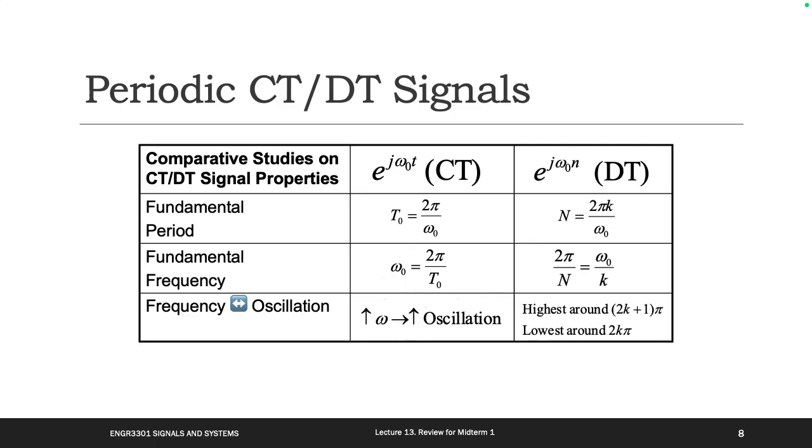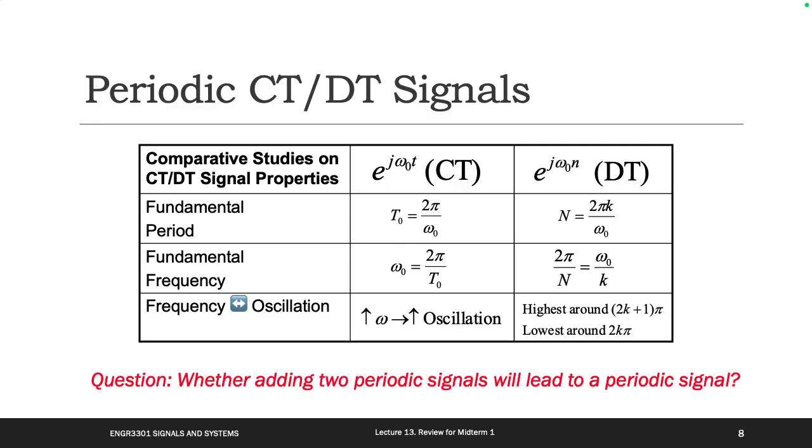Yeah, the highest is around (2k+1) pi, which means the highest is around pi, like 3 pi, 5 pi, 7 pi, am I right? And the lowest should be like 0, 2 pi, 4 pi, am I right? That makes sense to you? Yeah, do you remember?